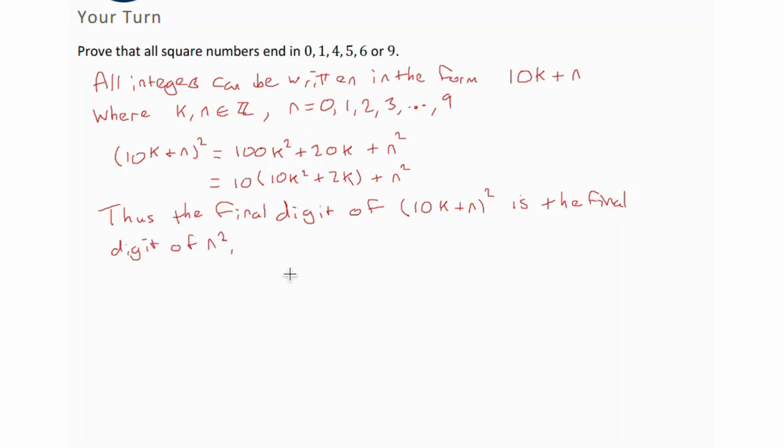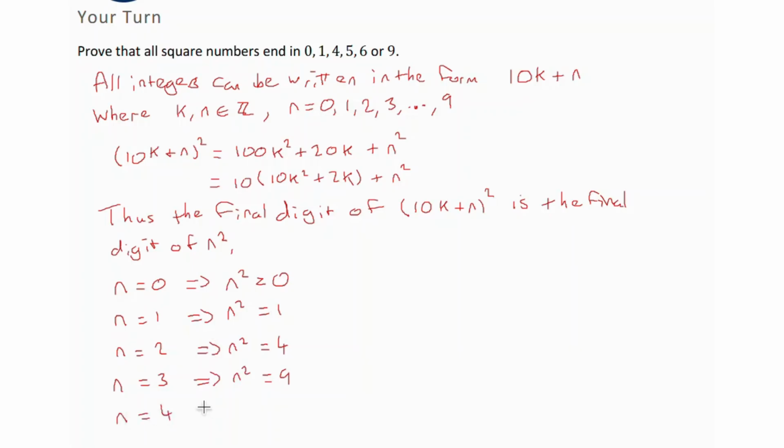So now we only need to consider what happens with n squared. Well, n can only take 10 possible options, so we only have to consider those 10 possible options. When n is equal to 0, n squared is equal to 0, and the last digit is 0. When n is equal to 1, n squared is equal to 1, so the last digit is 1. When n is equal to 2, n squared is equal to 4. When n is equal to 3, n squared is equal to 9.